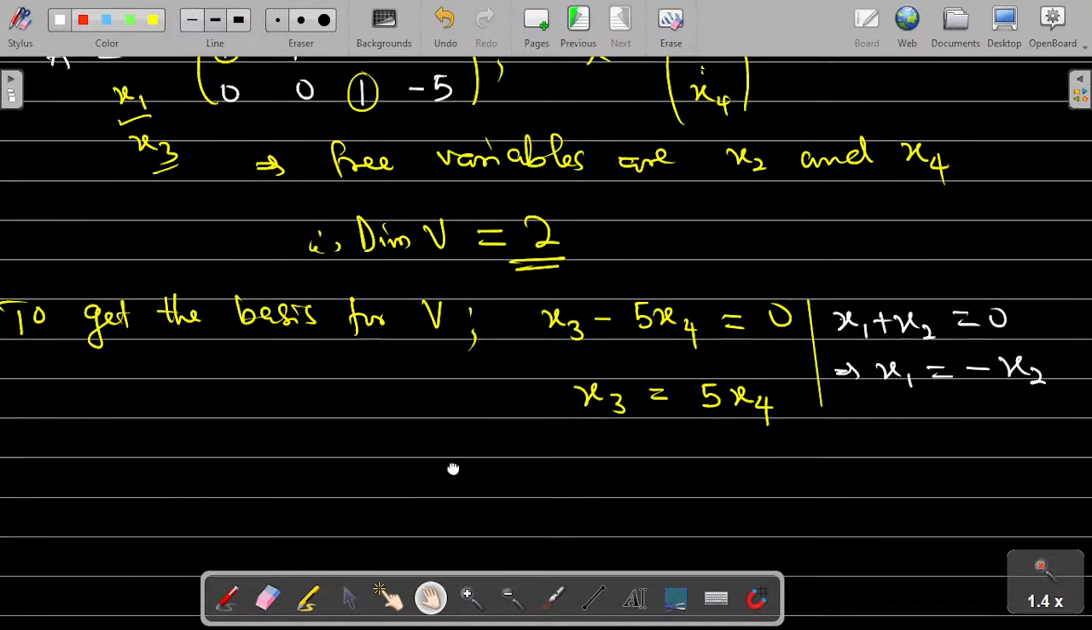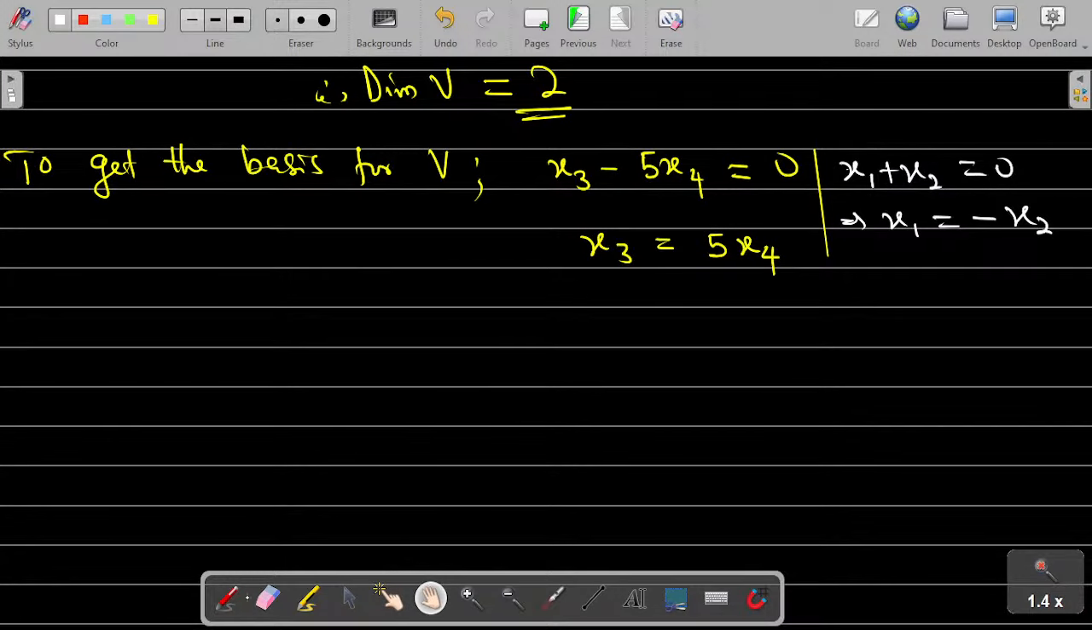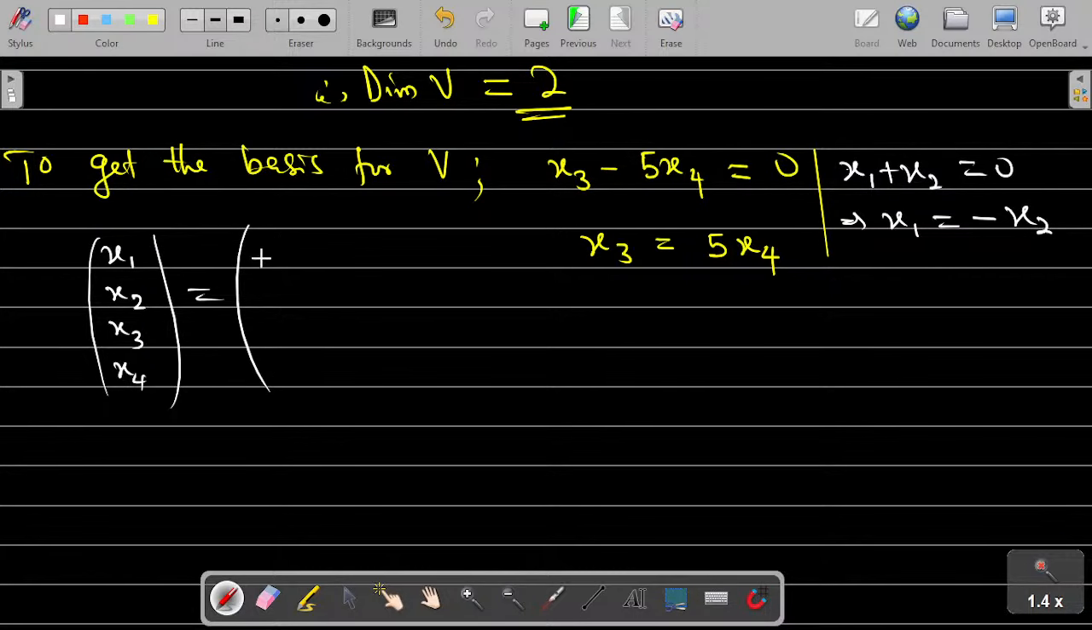So with these two values, we can produce our complete set of solution, which is x1, x2, x3, and then x4 is going to be equal to, now here your x1 is equal to minus x2. Our x2 is a free variable, so you fix it to itself. x3 is equal to 5x4. And then x4 is a free variable, so you will also fix it.